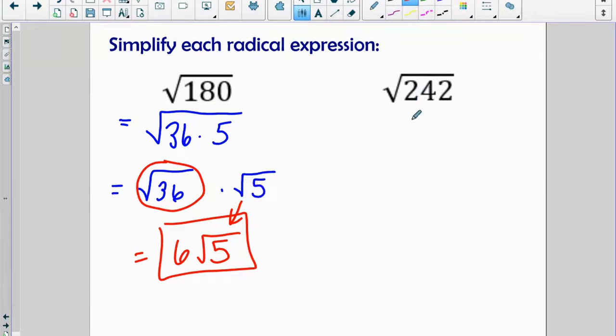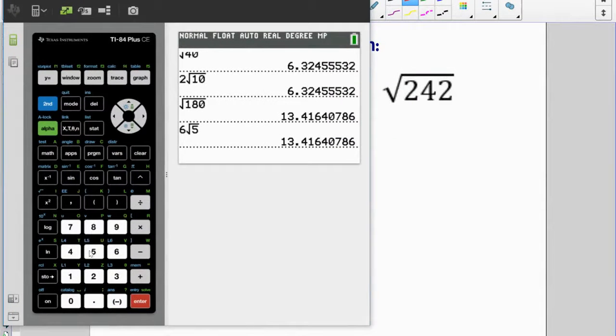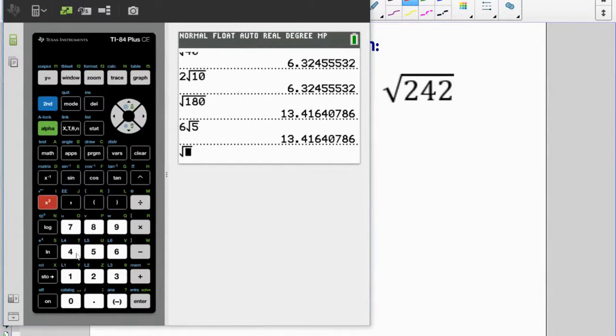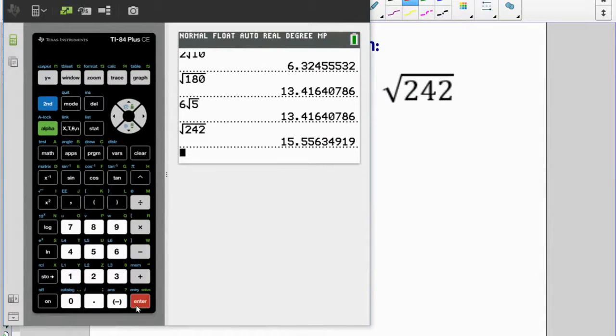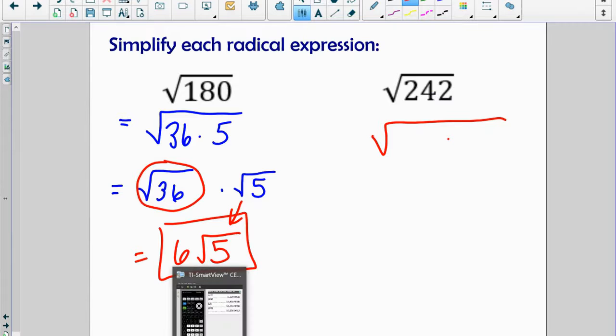All right, square root of 242. Square root of 242. Well, let's see. Is that something that represents a perfect square? So square root 242, and I get decimals, so it's definitely not a perfect square. So let's see if it's something that we can break up into two different factors. What times what equals 242, and I need one of those to be a perfect square.